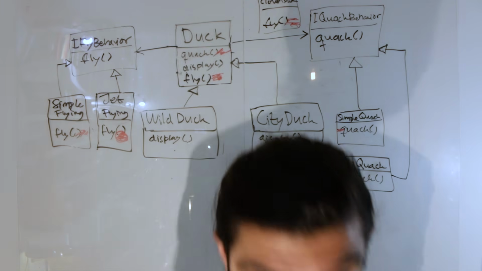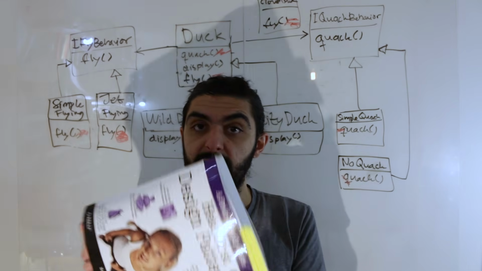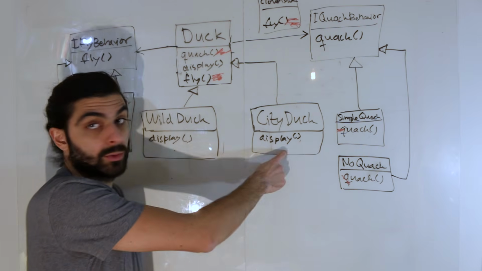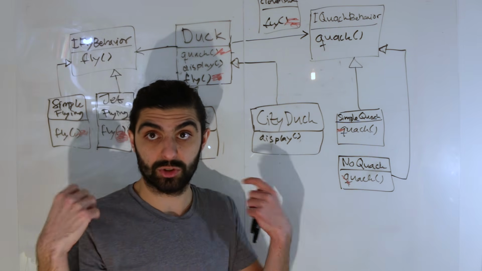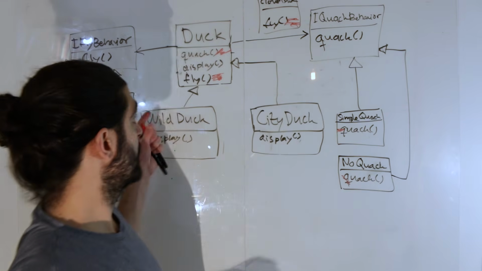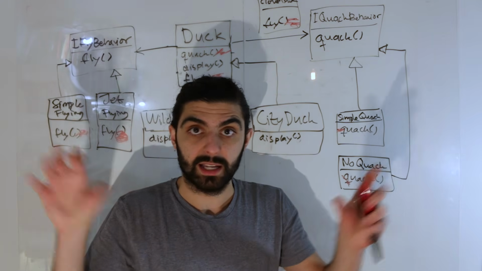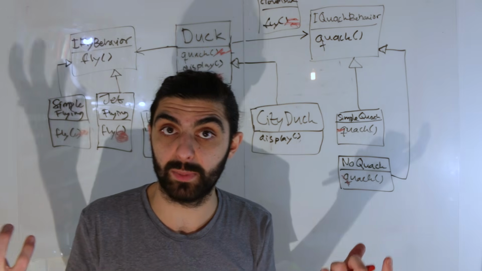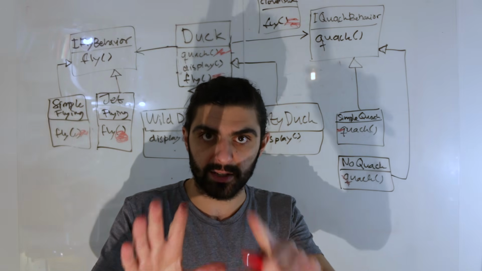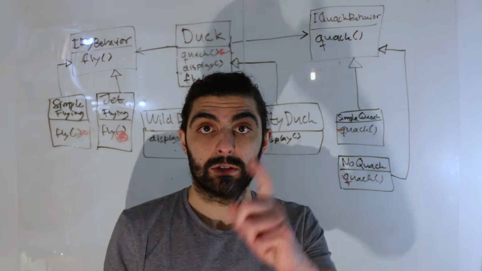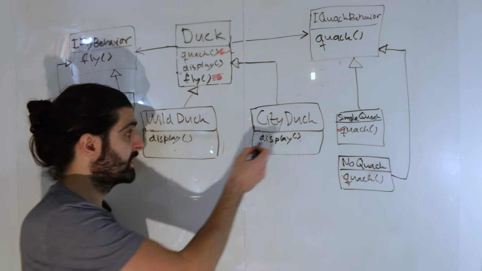In the example that they have, I actually think that the point is that the display method is different. So what we could do is, of course, do the same thing for display. We could extract the display behavior to an interface and then say that a duck has a display behavior. Let's actually do that just for the sake of the example. But let me just first remove this. So we want to get rid of this display behavior and this display behavior.